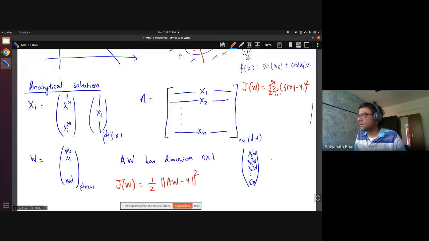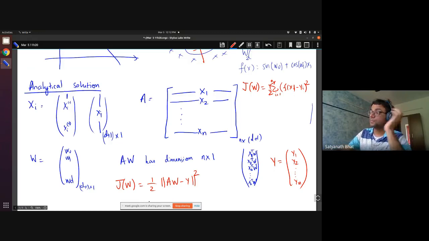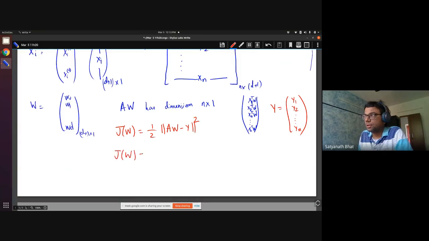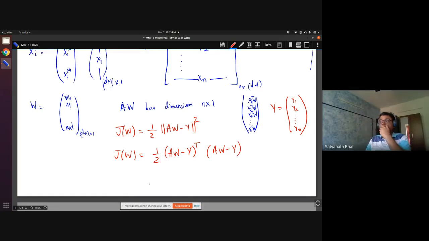So what is y? Y is y1, y2, all the way till yn. So this is what J(w) is. I hope this is clear to people. If it's not, I can explain more. And we have already seen how the norm square can be obtained. So that actually becomes J(w) is equal to half. This is what it is.